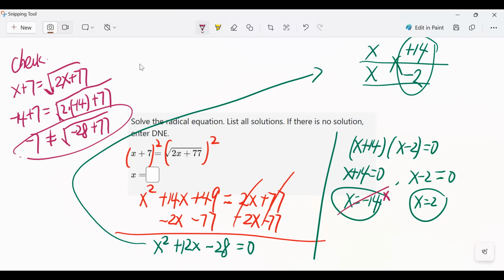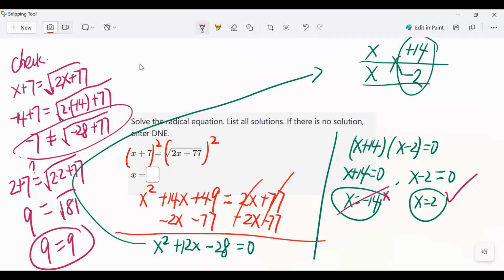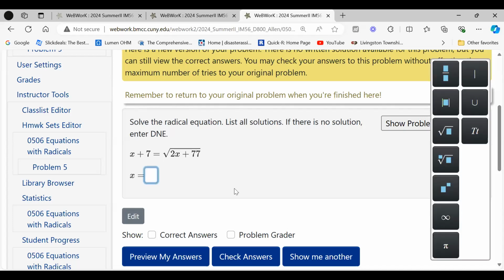And then we're going to check the other answer, which is 2. I think that one works. So 2 plus 7 plus 9. We don't know yet, so we're going to put a question mark on top of it. Times 2, adding 77. That's 81. That's a square root of 81, which is equal to 9. 9 equals 9. That is good, right? This is the only solution allowed for this particular question here. So the answer is just going to be 2.